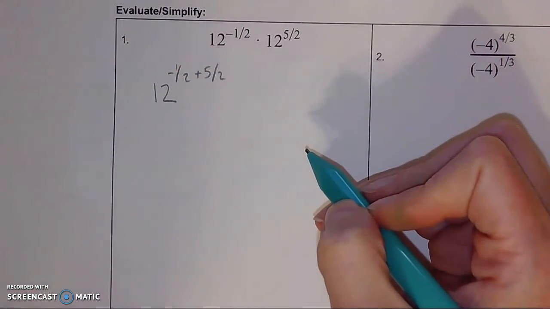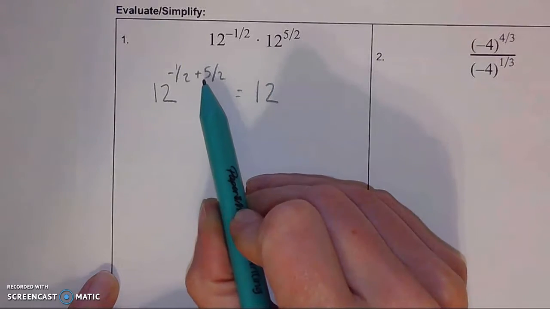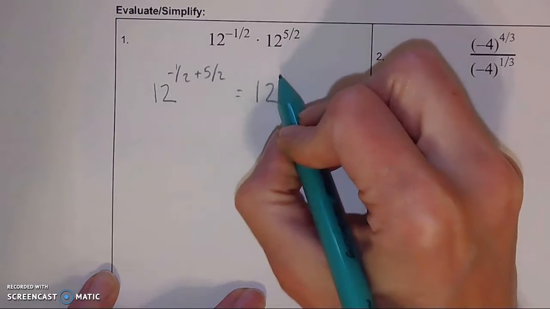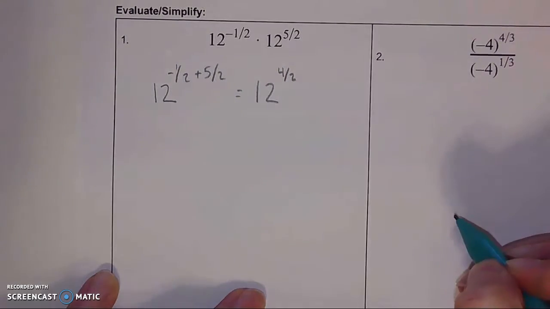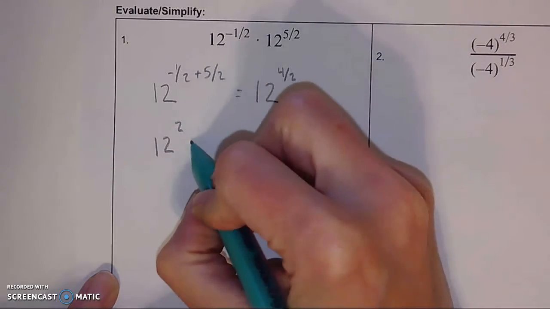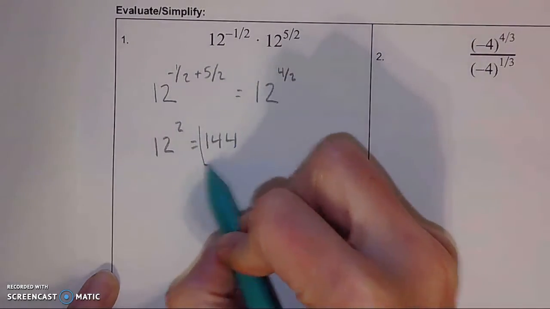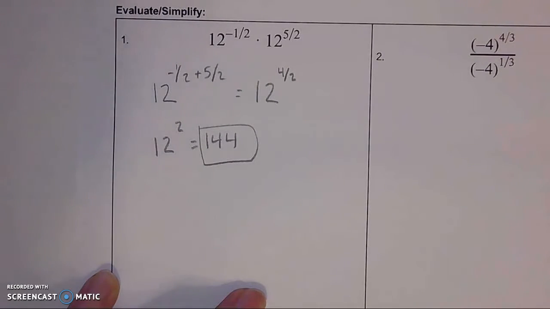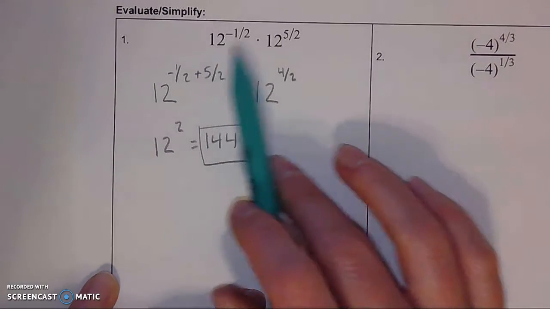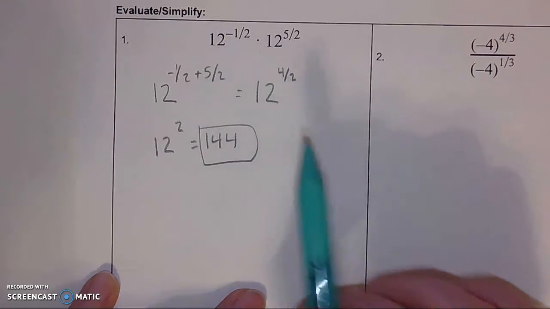I'm just going to add those two together, okay, which is going to be 12, and then 5 minus 1 is 4, so to the 4/2. 12 to the 4/2 is 12 squared, and 12 squared is 144. So that is your final answer. That one did not require any changing exponent to radical. If you have the same base and it's multiplying or dividing, you can just straight up add or subtract.